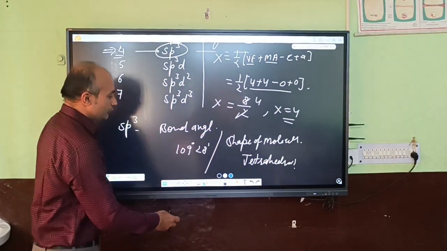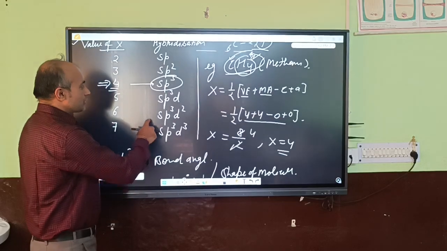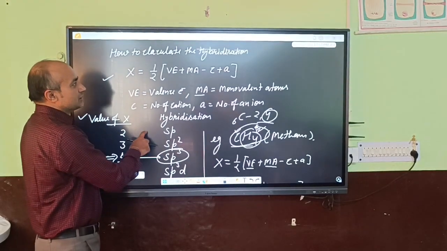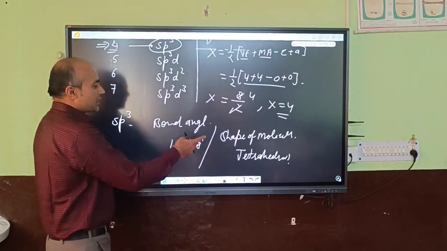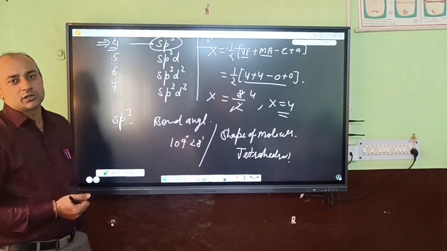Okay students, so with the help of this formula you can find out the hybridization. If you find the hybridization, you can also know the shape and bond angle of these molecules.